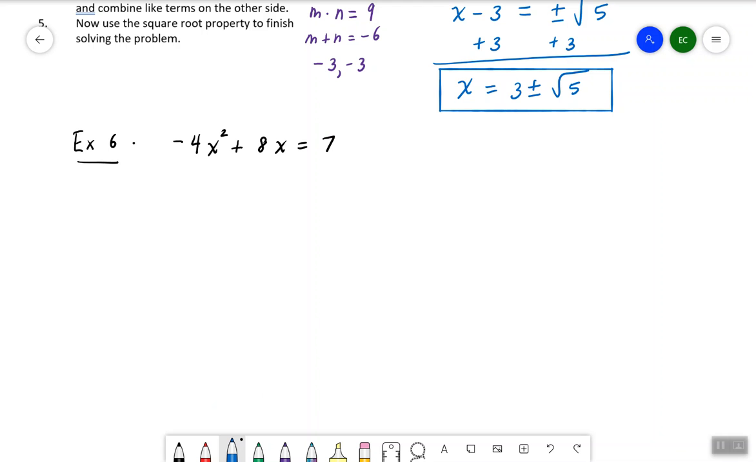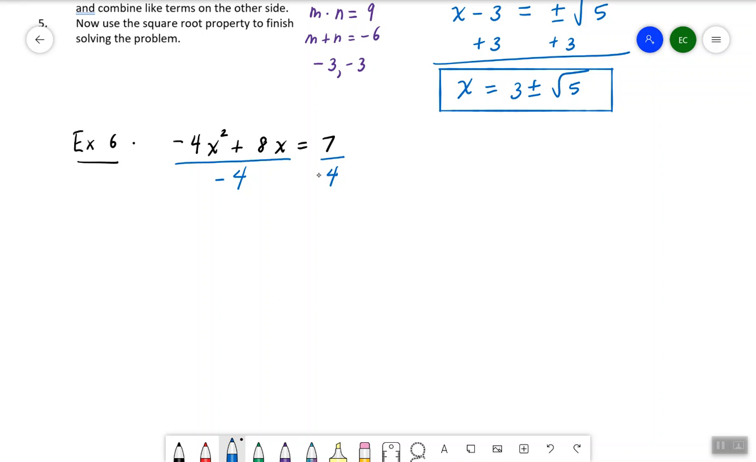Okay, do you remember the steps? The very first step says if a is not equal to 1, divide both sides of the equation by a. So a is the coefficient on x squared. It's negative 4 this time. We don't want it to be negative 4. We want it to be 1. And so the way that we get what we want is we divide by negative 4.